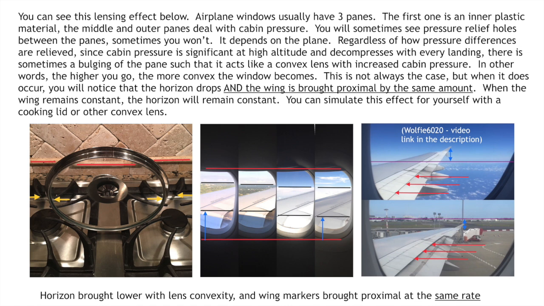And you can simulate this effect for yourself with a cooking lid or some other convex lens. You can see in the example in the lower left, you can just place the cooking lid against some markers, and you will see that in this case the backsplash stone, the horizon does appear to drop, the red line there, but at the same time the stovetop markers are brought proximal. So you will notice this in the plane as well. Here in the middle picture, you can see that the horizon does appear to drop relative to the window markers that I put down there.